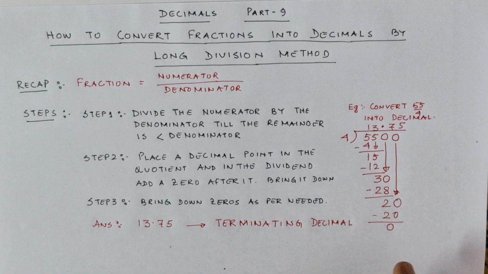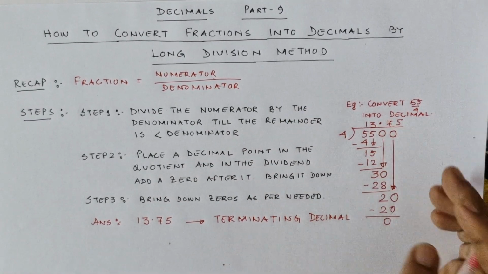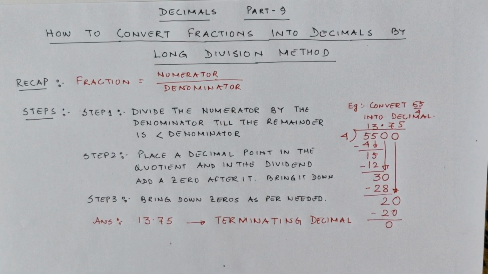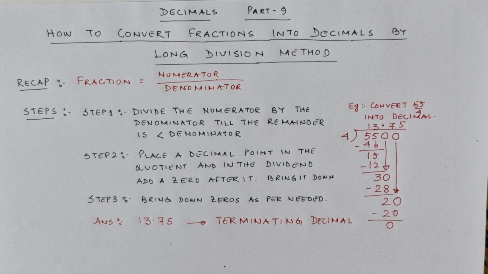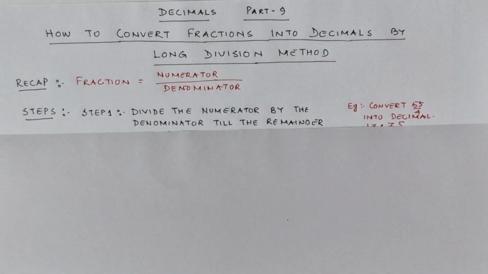Got it? You need to stop there. So in this particular example, we have ended because we got the remainder 0, and this answer is 13.75. This is a terminating decimal. Got it? So let's take a few more examples.